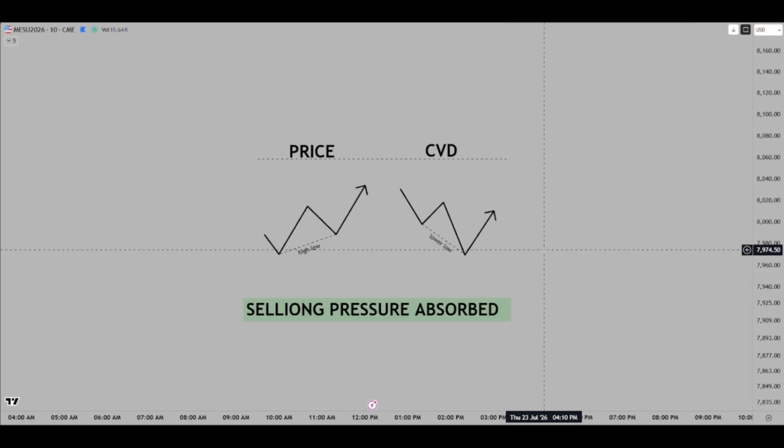upside. Our second bullish divergence is selling pressure absorbed, and this simply is when price creates a higher low and CVD creates a lower low. And this simply means that the sellers are still hitting the market hard, but there was a big resting order that basically absorbed them and took them all out. That means that there's big money coming in and they're buying up all the orders. This is exactly what we want to see when we're looking for a bounce.